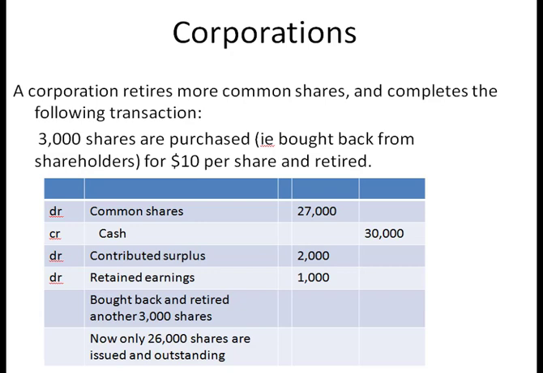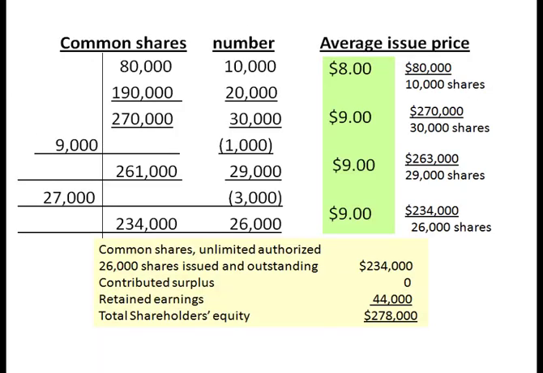We issued the shares for $9. We paid $10 to buy them back. That had the effect of decreasing our equity by $3,000, which we apply first against contributed surplus and then against retained earnings. Looking now at our updated accounts, we can see our common shares have been updated, now only 26,000 shares outstanding, the balance of $234,000.